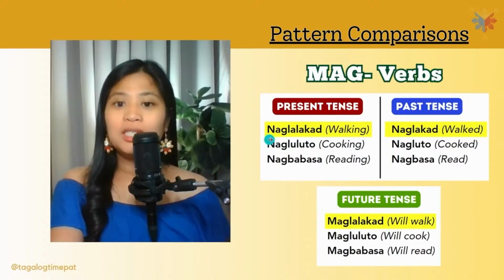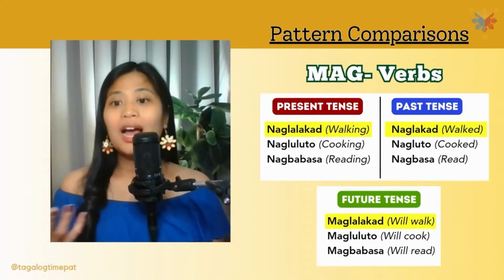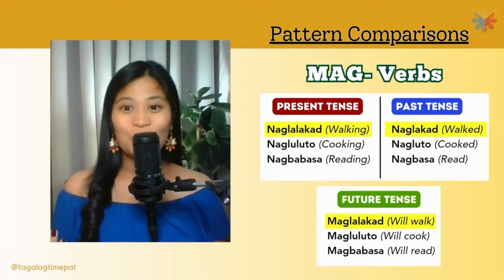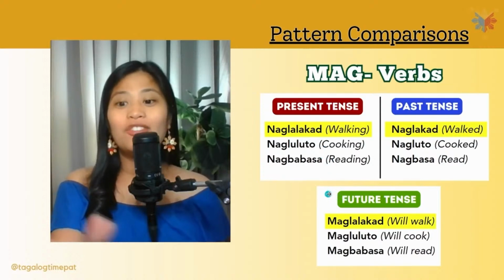So future tense and present tense are very similar for mag verbs. The only difference is the first letter. So it's one of those things where you have to listen very carefully, but also rely on the context clues in case you miss what that first letter was. Okay, so it is a very similar pattern for present and future tense conjugation of mag verbs.